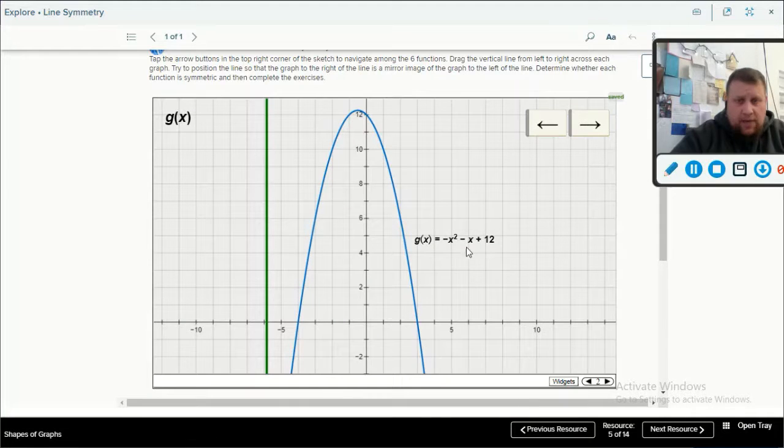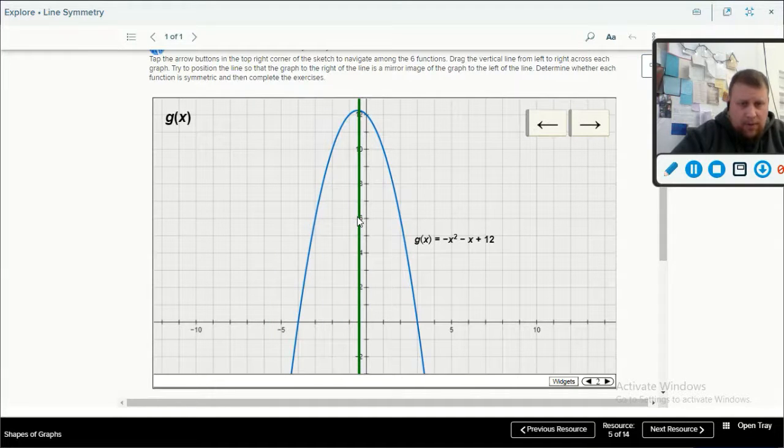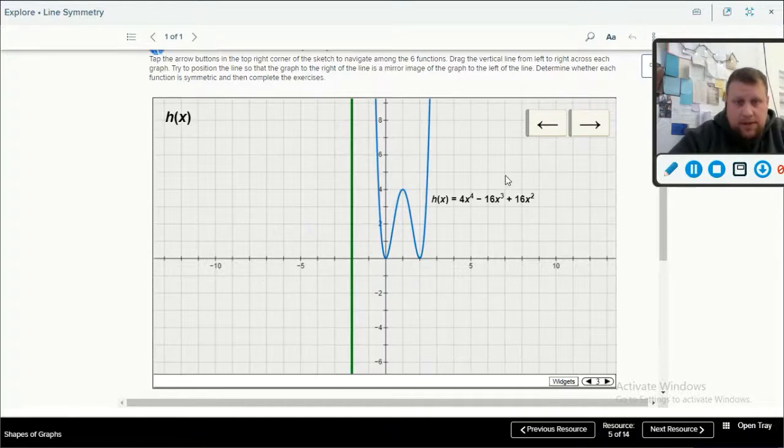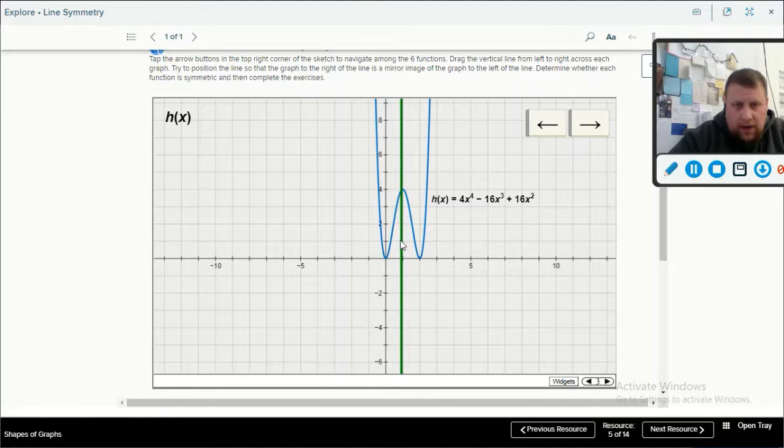g of x equals -x squared minus x plus 12. Well, check this out. If I move my line of symmetry to about right here, which looks to be almost x equals -0.5, what do we see? We see the right side would match perfectly over on the left side. So yeah, g of x has line symmetry. How about this function? Yeah, I can cut it in half right here at x equals 1, and the left and the right side will match up.